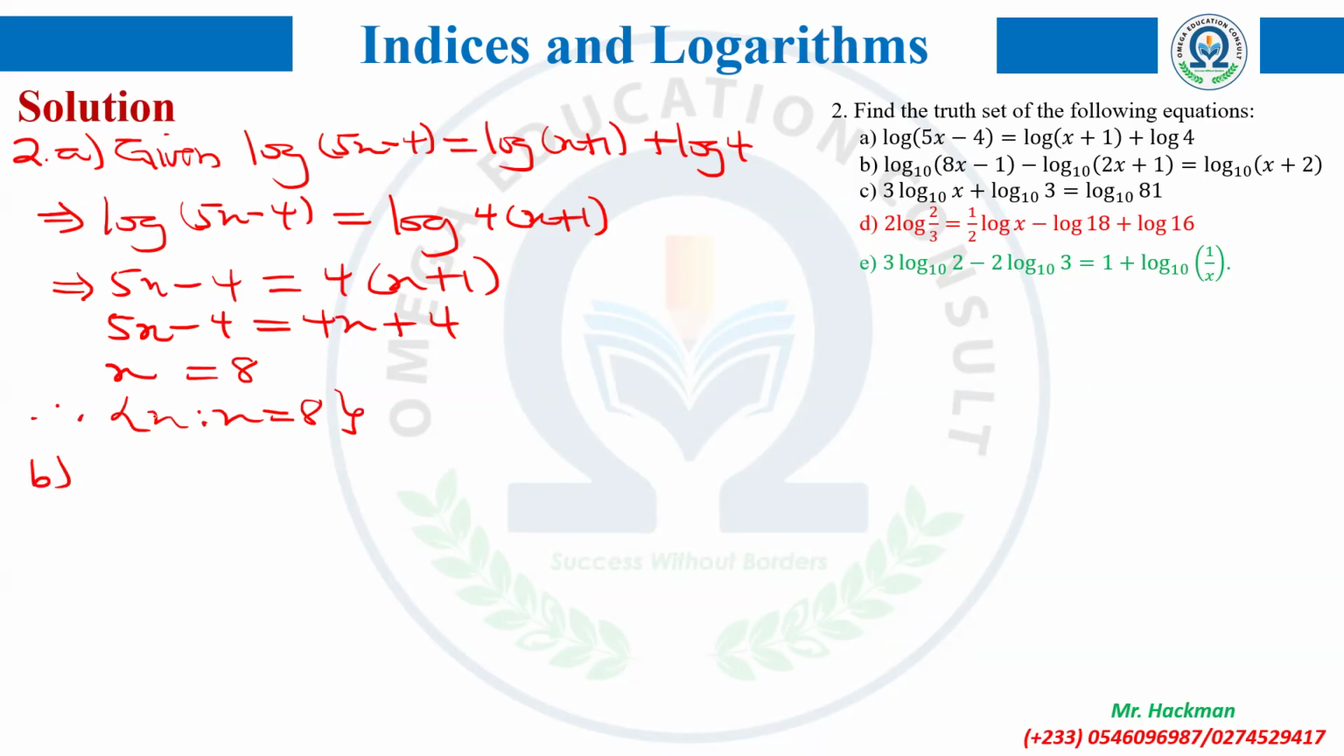Okay, so B. What are we given? We are given log to the base 10. Here, the base is written, so you have to write it. Of what? 8x minus 1, minus log to the base 10 of what? 2x plus 1. It's equal to log to the base 10 of what? X plus 2. All correct? All log terms. So which method? Once again, method 2, right?